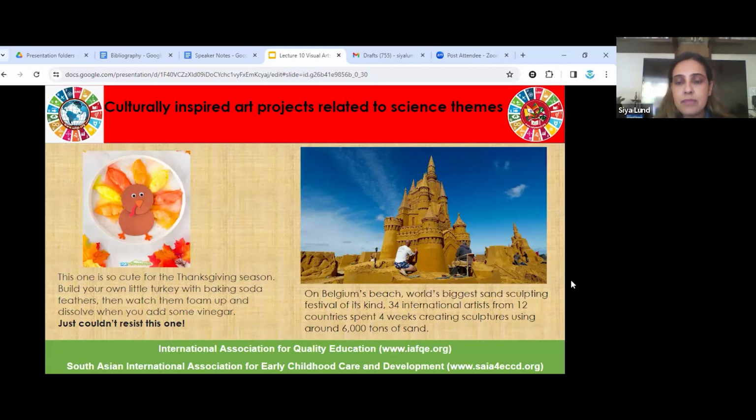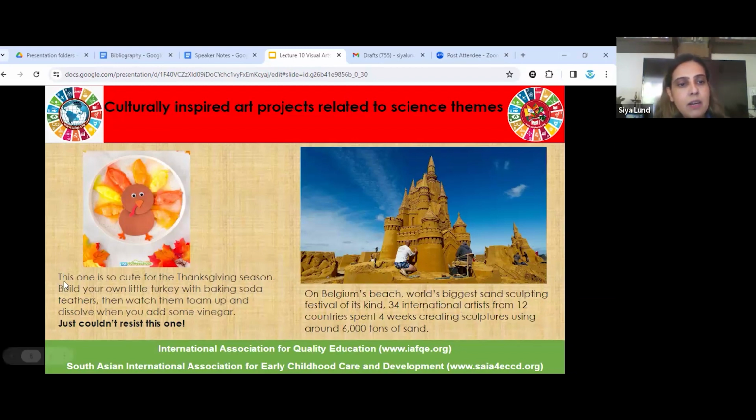So the amount of professionalism and the knowledge that they need to have of science and of sand and of materials and how materials react with each other is definitely mind-boggling. So this is something that I found very interesting.